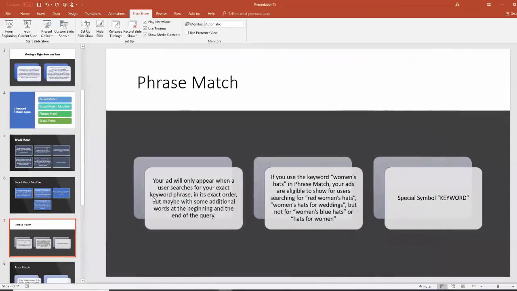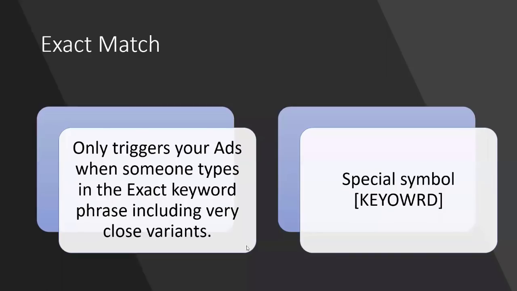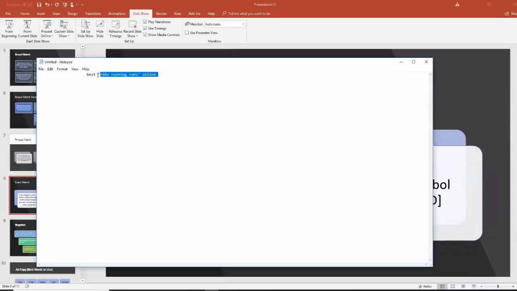Now, let's just come back to the slides. The final one is what's called exact match. And this basically means exactly what it says on the tin. It only triggers your ads when someone types in the exact keyword phrase, including very close variations. The symbol is the square brackets. We would have the keyword set up like this. That's it. And that means your ad only appears if somebody types in that phrase exactly the way it is. Nothing else. They type in Nike running shoes, your ad shows.